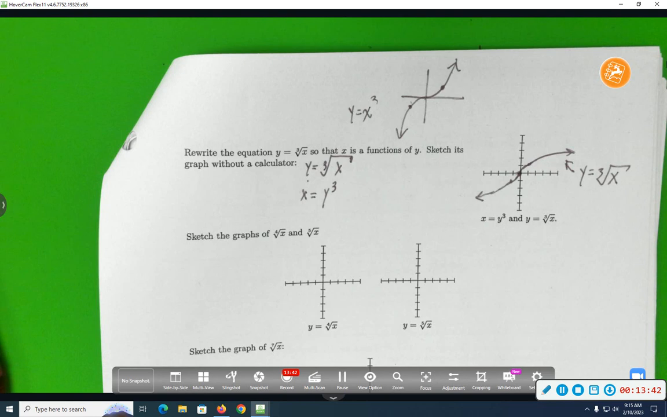Do you think you could do something similar to sketch the graph of the fourth root function and fifth root function? In fact, I think I'm going to pause and let you do that. I'm going to take attendance because I failed to do so the past couple days.